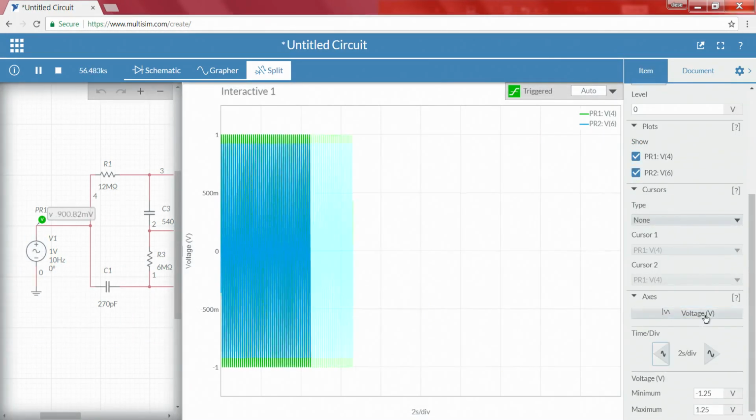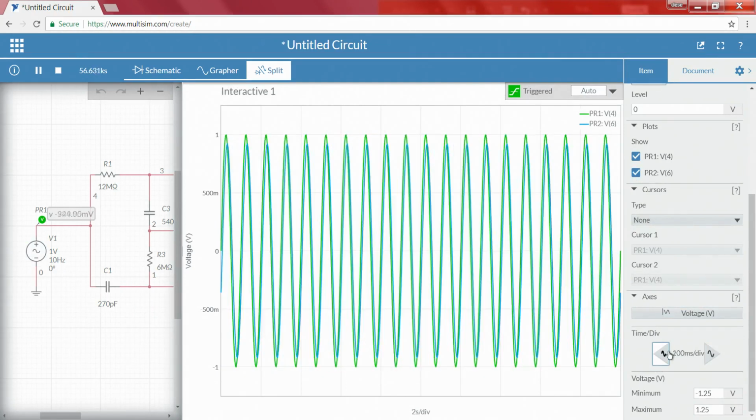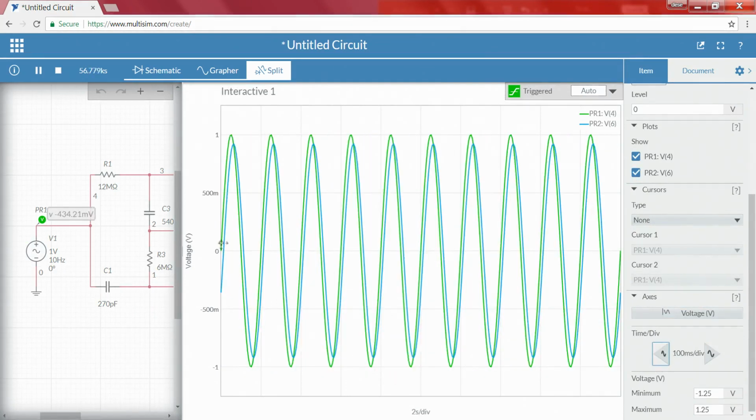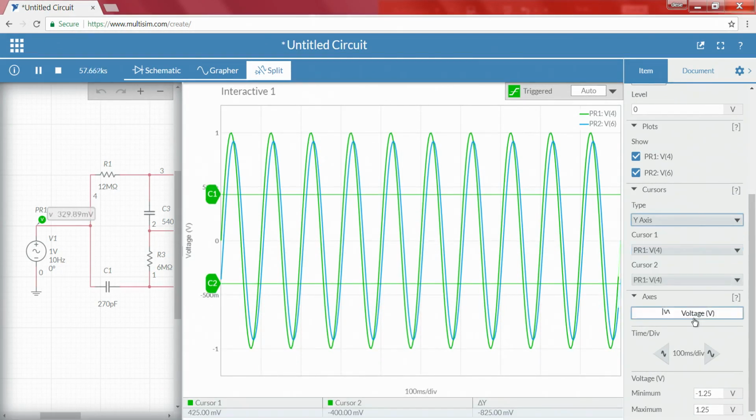Now, if you observe, let me change our time divisions. Here we can clearly see that this is our input, the green color, and this is our output. Now, how do we understand the particular point that we have to consider? To make it easy, let me create a cursor. The cursor point should be somewhere around 707 millivolts. Let me move very close to this point. So I keep the cursor at 707. This is nothing but our 3 dB line.